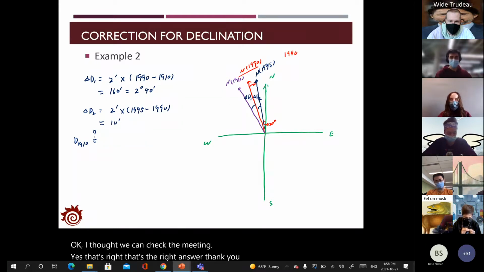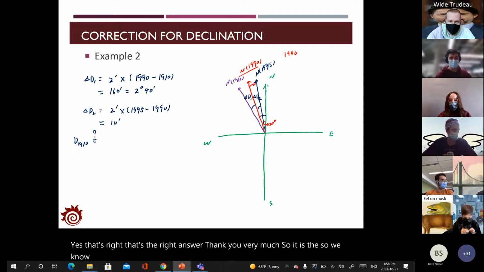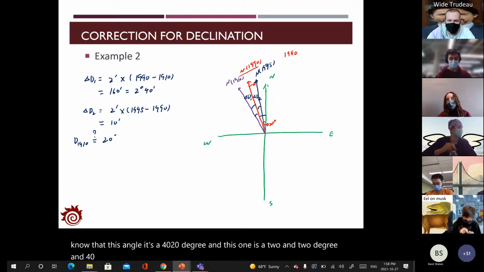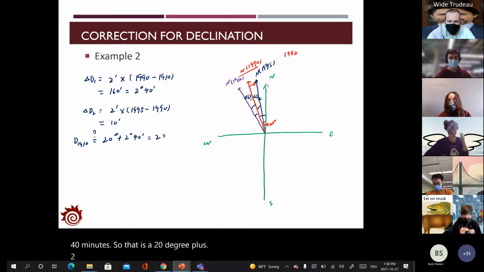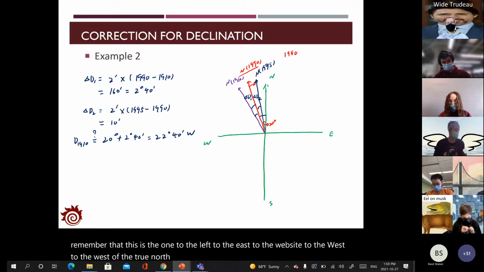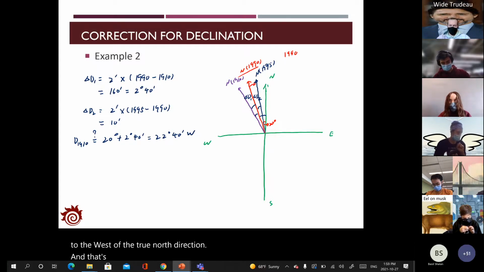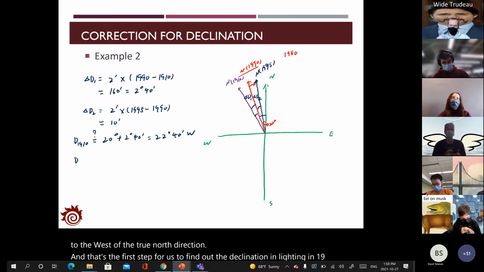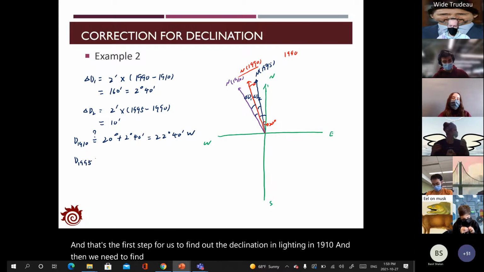Thank you very much. So we know that this angle is 20 degrees, and this one is 2 degrees and 40 minutes. So that is 20 degrees plus 2 degrees 40 minutes. So it's 22 degrees 40 minutes. And also we have to remember that this is to the west of the true north direction. And that's the first step for us to find out the declination in 1910. And then we need to find out the declination in 1995.